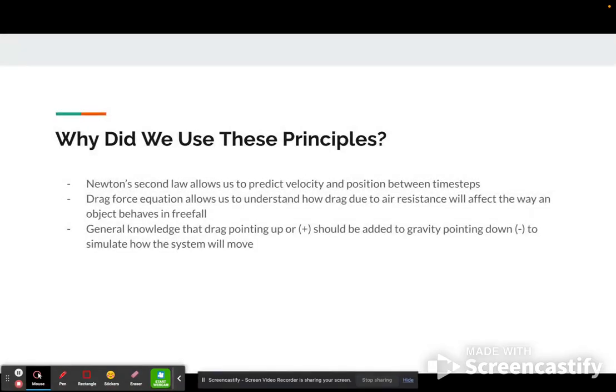So why do we use these principles? Newton's second law allows us to predict velocity and position between time steps. The drag force equation allows us to understand how drag due to air resistance will affect the way an object behaves when it's falling. We also know that drag pointing up and gravity pointing down will cancel each other a little bit, and that'll lead to the object having a slower velocity.